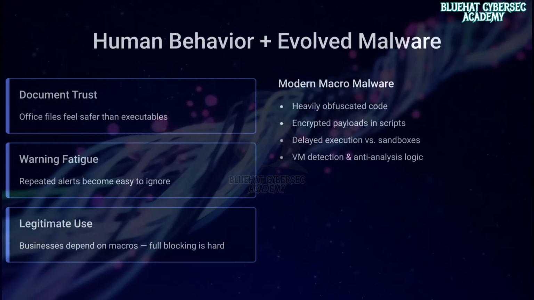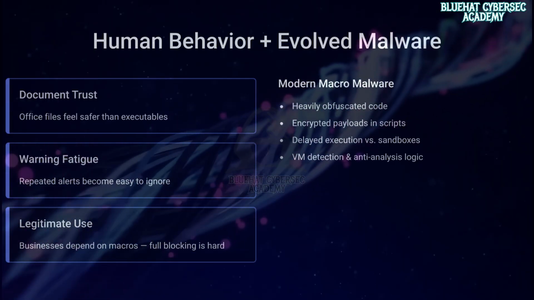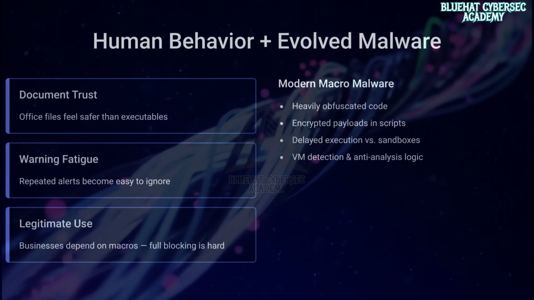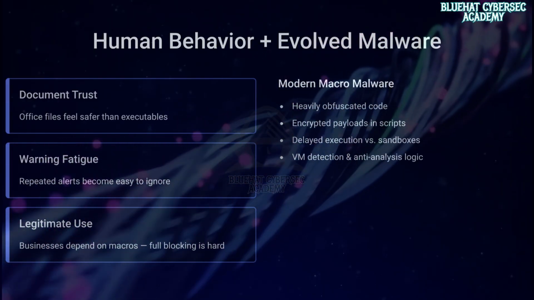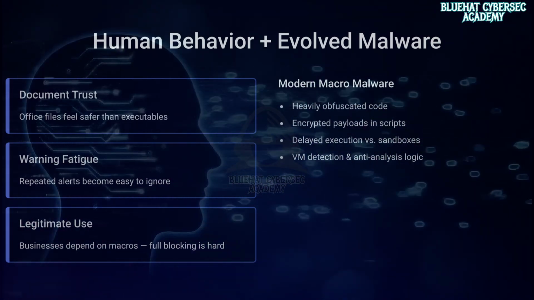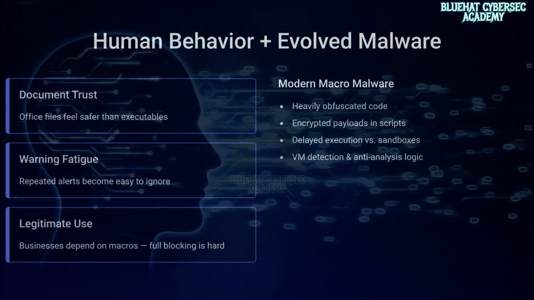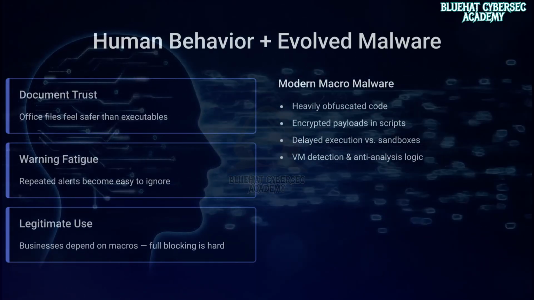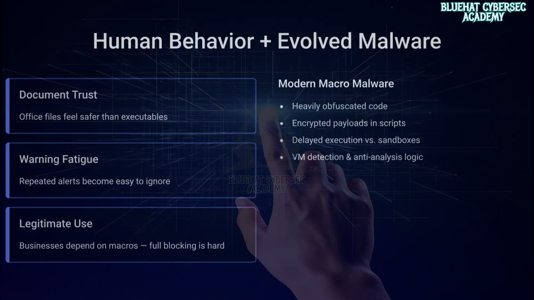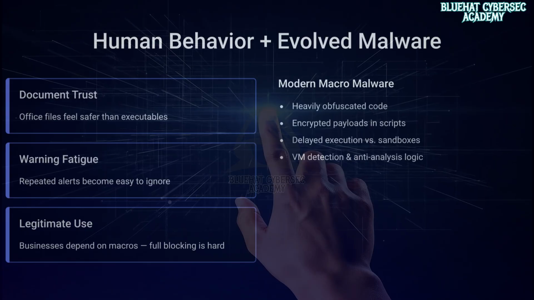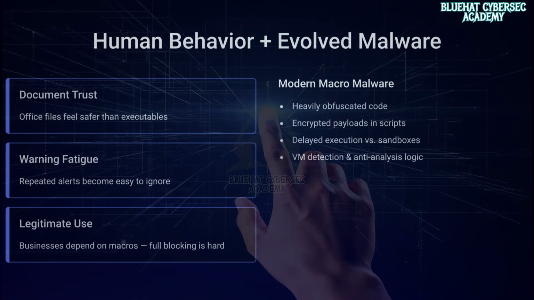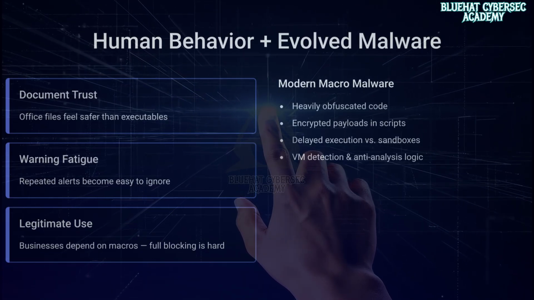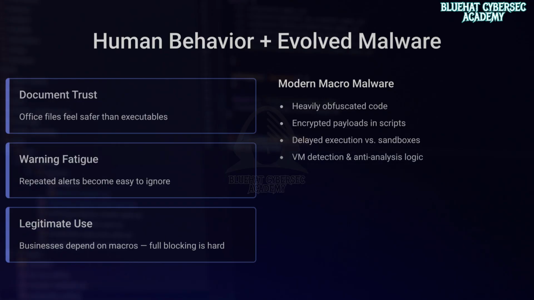The reason these attacks still work today is not because they are advanced, but because they align with how people and organizations behave. Office documents feel inherently trustworthy compared to executable files. Many businesses still depend on macros for legitimate workflows, which makes full blocking difficult. On top of that, users are constantly exposed to security warnings, and over time, those warnings become easy to ignore, especially when the document appears routine or urgent.